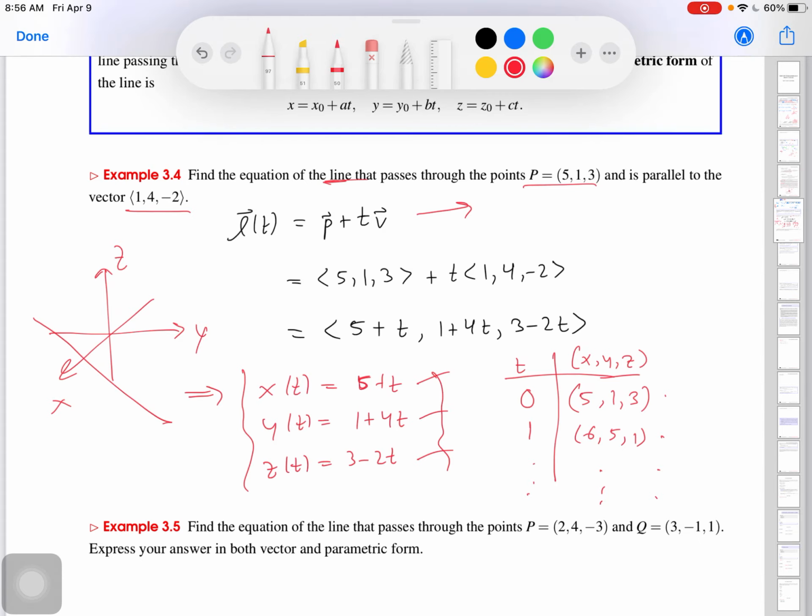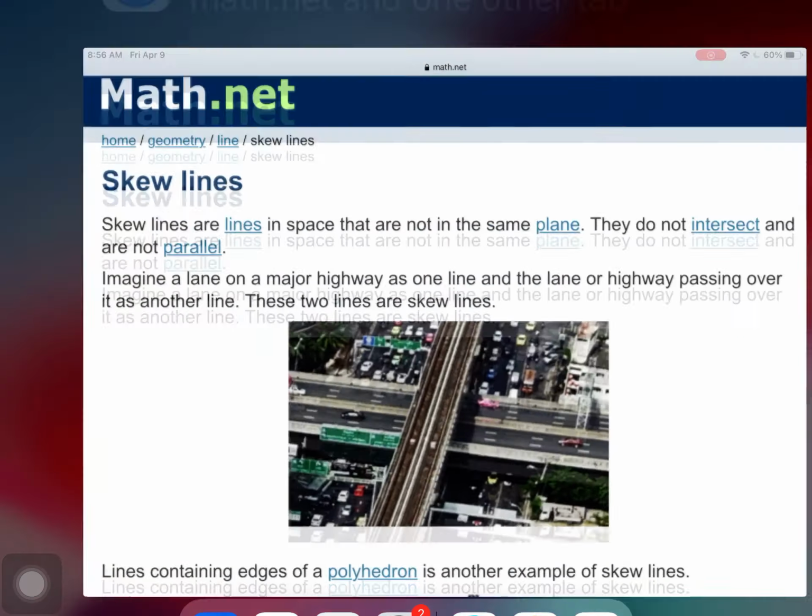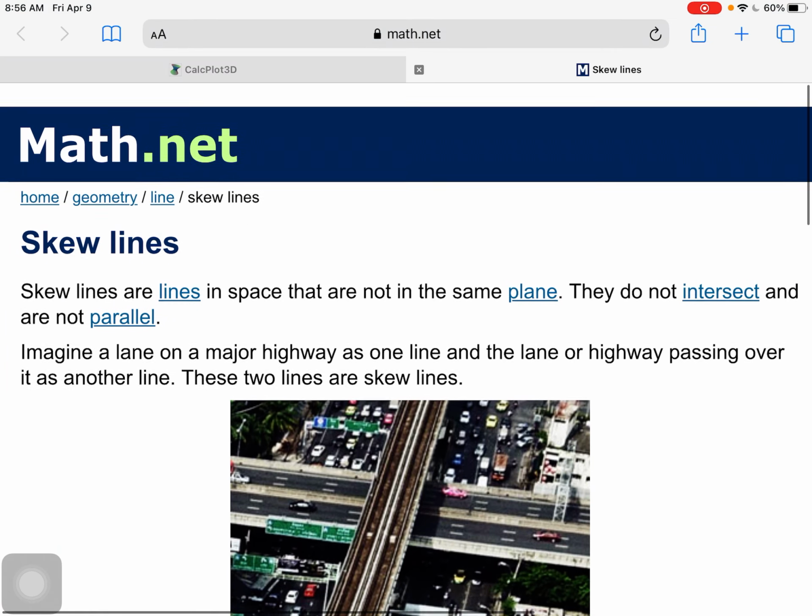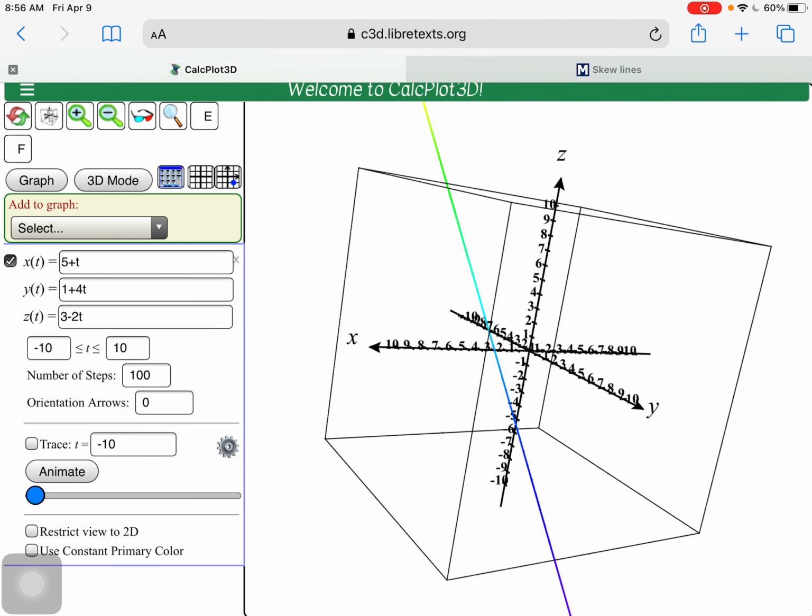So let me show you what that line is through our CalcPlot 3D website that I like to use. Over here I've put the parametric forms of the line that we got. How did I get this? I went over here, selected, and put in space curve. We will again talk more specifically about space curves in a subsequent lesson. But that gives us these boxes where I can put in the equations of the line.